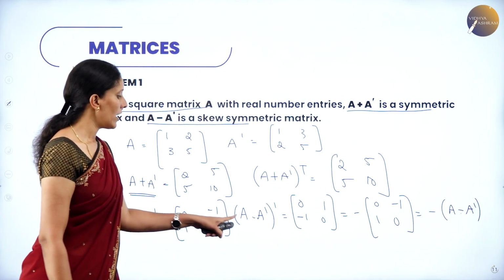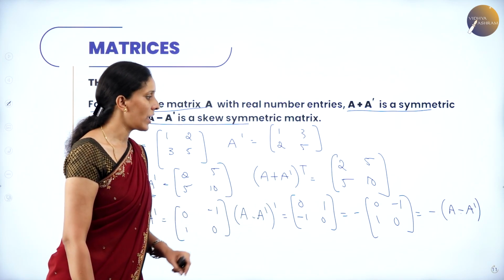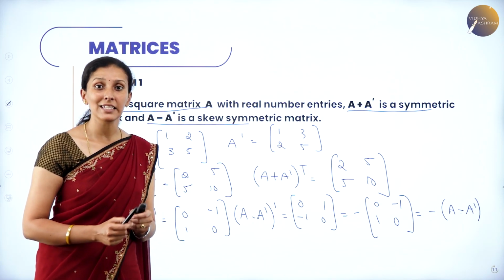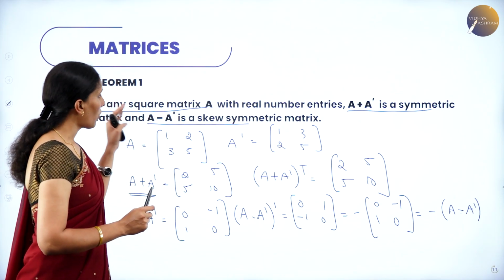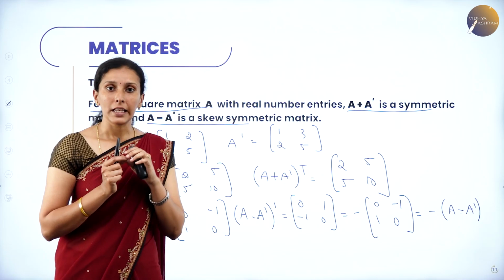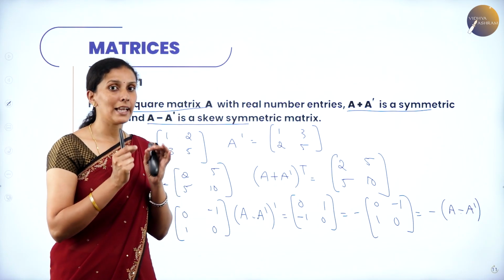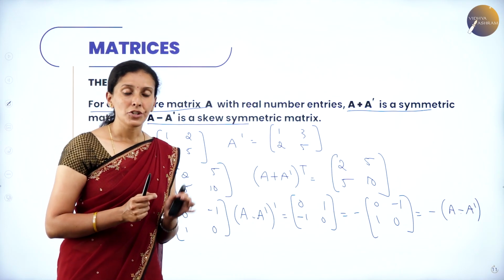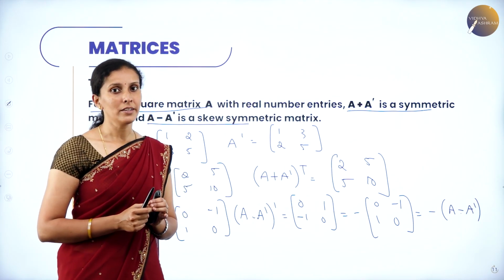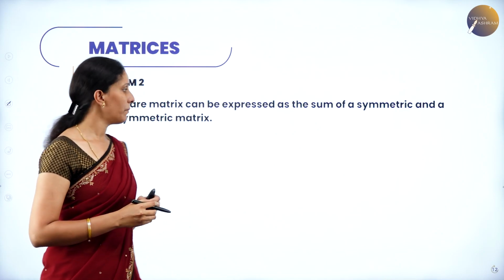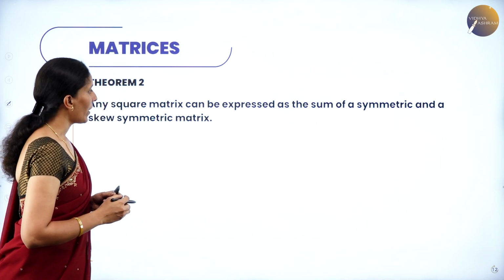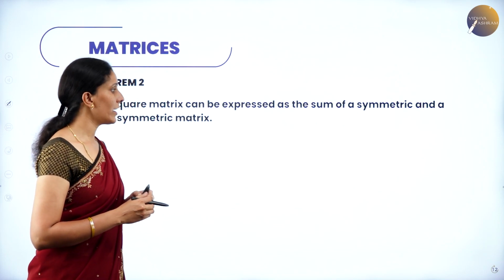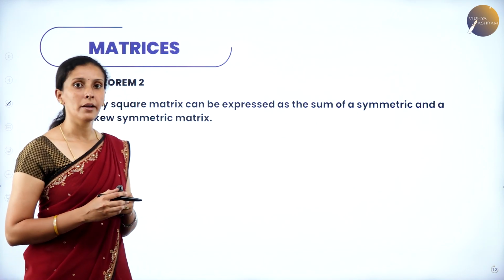So clearly (A − A′)′ is minus of (A − A′), or minus of (A − A transpose). Hence, for all matrices A with real number entries, A plus A transpose is always symmetric, and A minus A dash is always a skew symmetric matrix. Next, one more theorem we have.